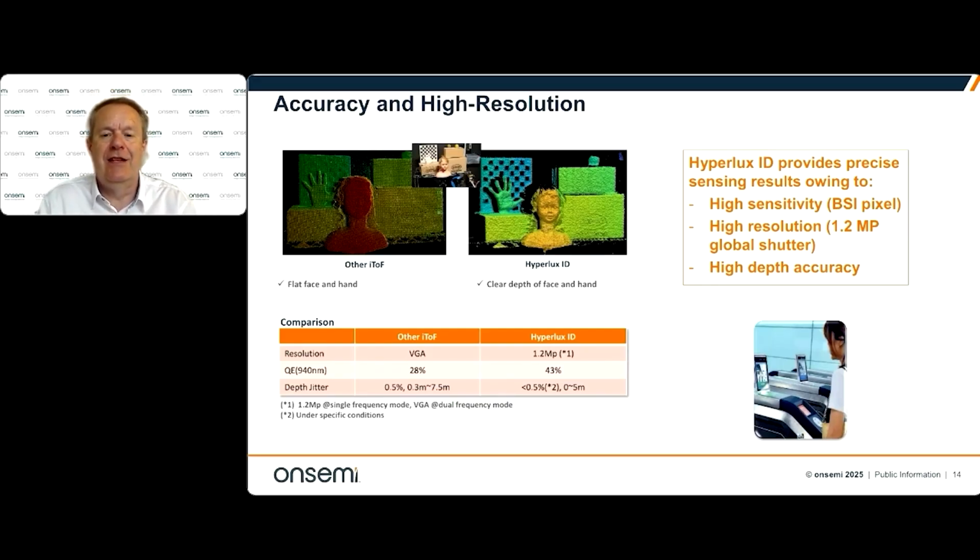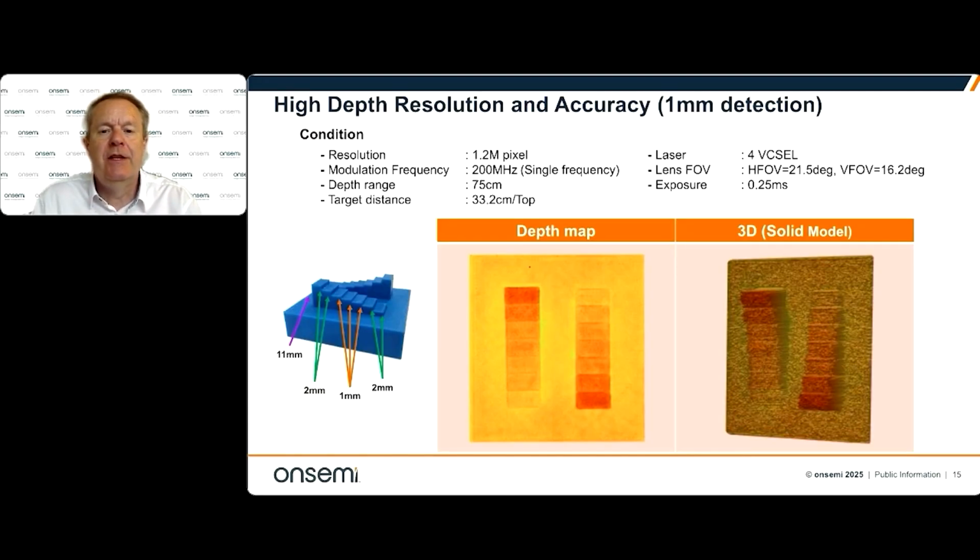So that's really important. This is showing an example. This is what we use for our demonstrations at our trade events, actually. This is a block that has various steps on it, and you can see the depths of the steps. So here is a complete 11 millimeters high. The bottom block is 2 millimeters, and each block in between is 1 millimeter. So with the camera positioned at 75 centimeters over that block, don't forget, this is moving fast as well.